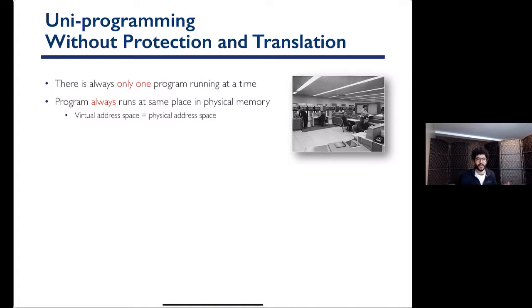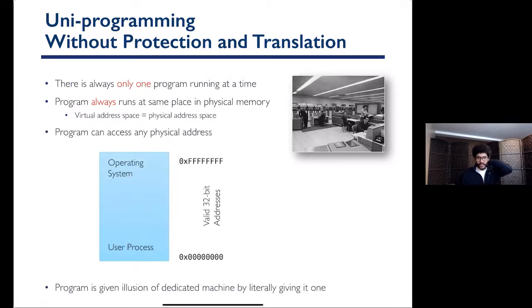There's no point in protecting different processes from each other because there is only one of them. So in that case, you could just allow the program to access physical memory. There is no harm in that, because there is only one program running. So that program could have access to the entire physical memory.